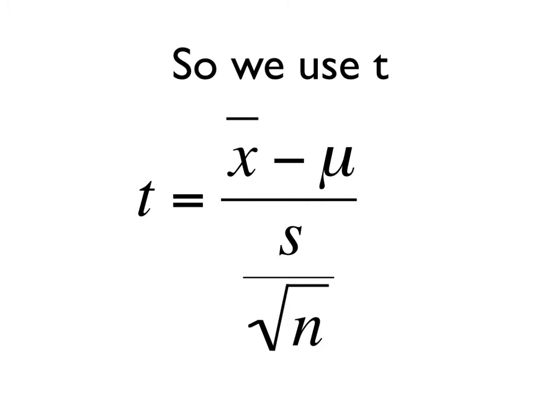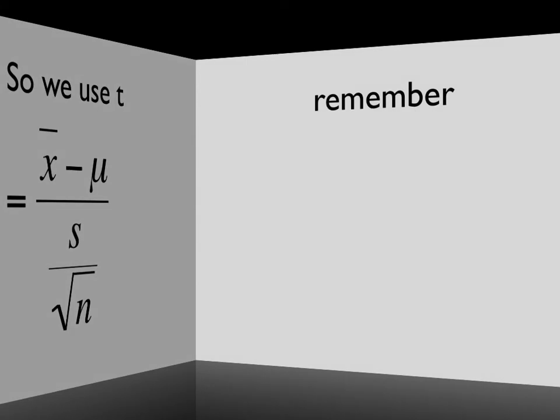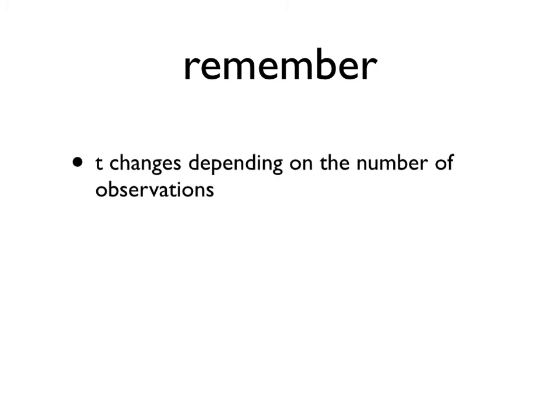Okay, so we're going to use t, which is x bar minus mu over s divided by root n. Oh, see, it looks a lot like the old z formula, doesn't it? The only thing that's different, in fact, is this isn't a sigma anymore, now it's an s. And again, that's a one-sample t-test. We've all seen it before. So t changes depending upon the number of observations.